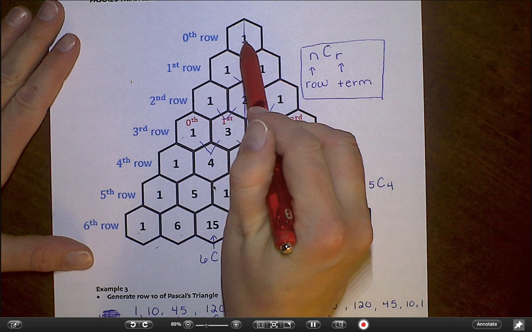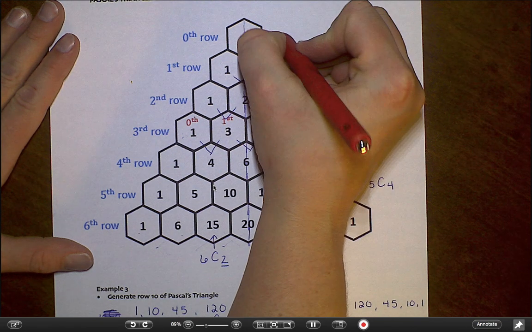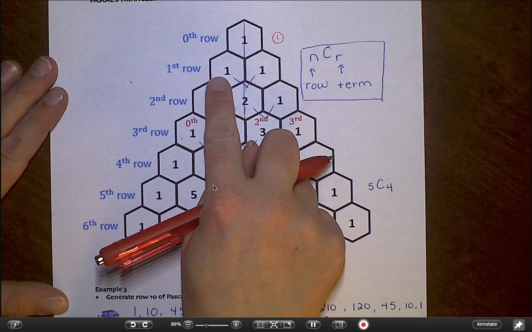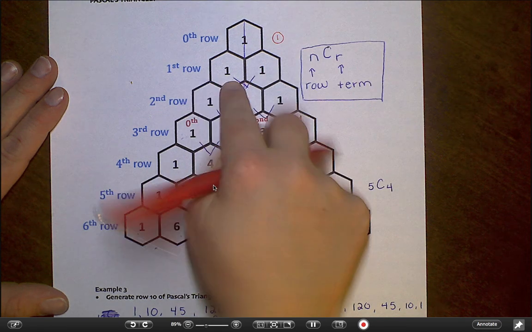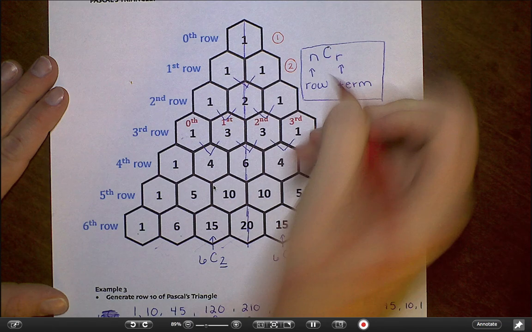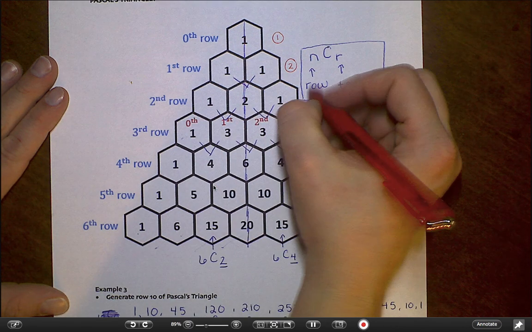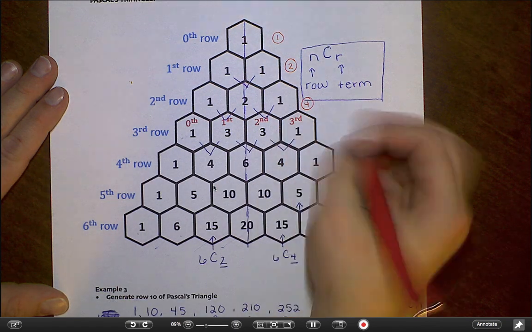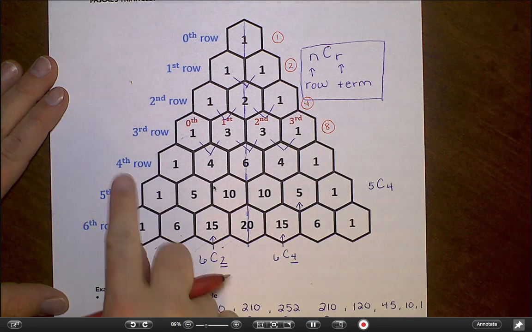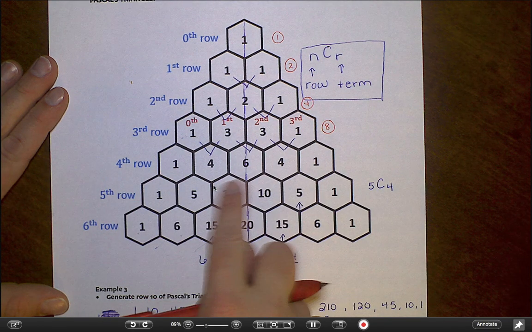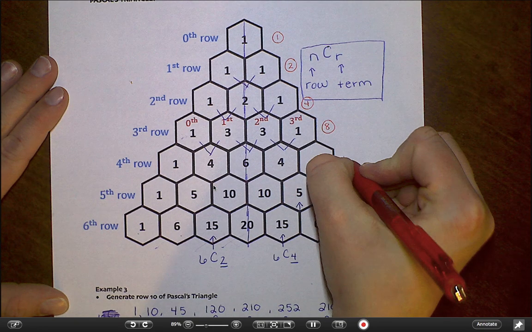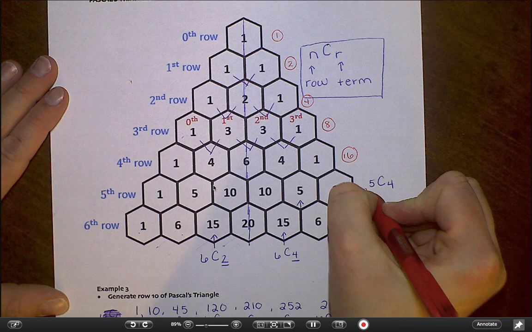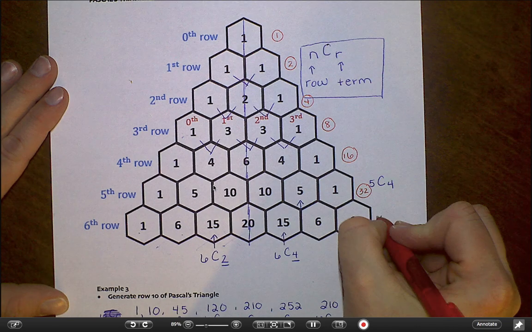If I add up the numbers in row 0, that would just equal 1. Sorry, my printer's making noises behind me here. If I add up the numbers in row 1, I get 2. In row 2, I get 4. In row 3, I get 8. Row 4, I get 16. I should have known that because I know what the pattern is. My next row, if I add those up, that should be 32. My next row is 64.